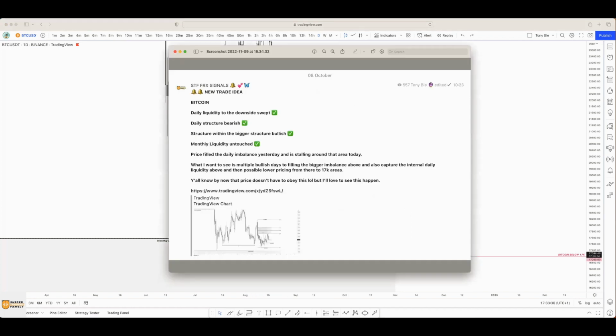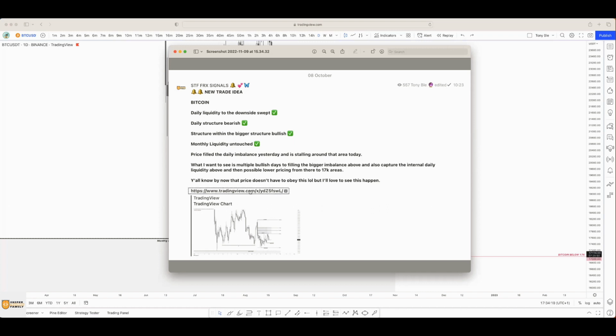So yeah, and then I said, you all know by now that price doesn't have to obey this, but I would love to see this happen. I'm just telling the audience, the members, that I don't control the market. I can have a very good analysis and it still might not play out because I do not have power to make this happen. I'm just going to do my analysis and then leave it to smart money to either do what I want or just go against me.